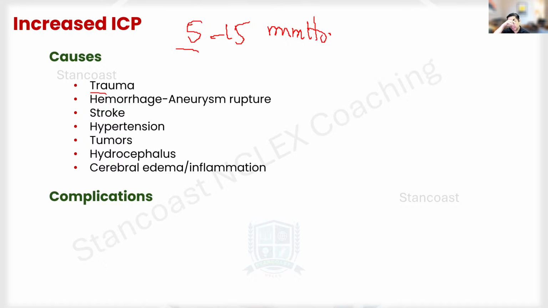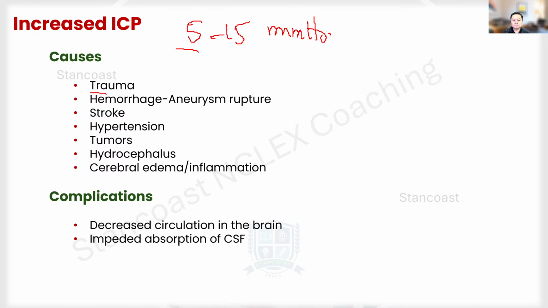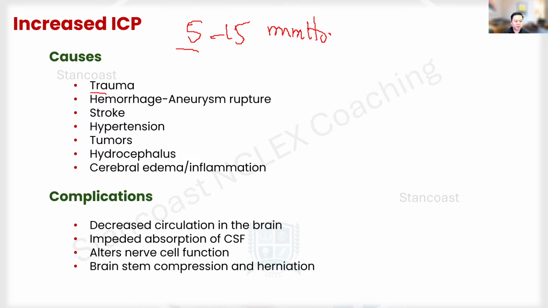When they have increasing ICP, the blood supply to the brain itself will be markedly reduced. So if we are not going to control the increased ICP timely, this can lead to anoxia and could lead to permanent brain dysfunction. Now, another complication here with increasing ICP is the slowed absorption of the cerebrospinal fluid. This will also alter the nerve cell function, and make sure we are also assessing the patient for any signs of brain herniation. And we'll know more about these assessment findings here.